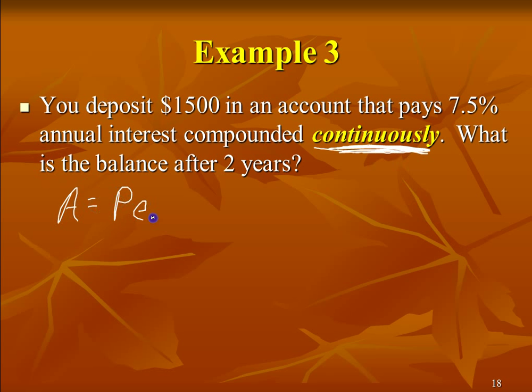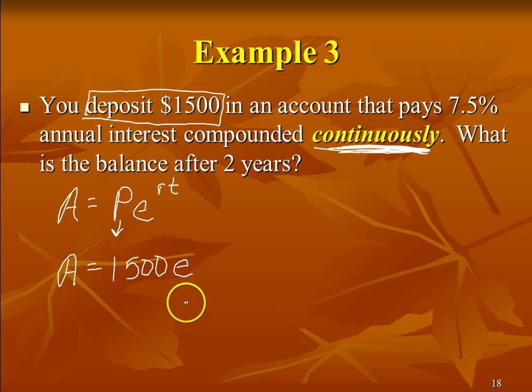A equals P e to the power of RT. So let's plug in what we know. You deposit $1,500. So that's what we're putting in. So A equals 1,500. E, again, it's just a button, 2.718. So e, R, and T. Well, my R, 7.5, again, you got to move it over. So 0.075. My time, 2 years, 2.